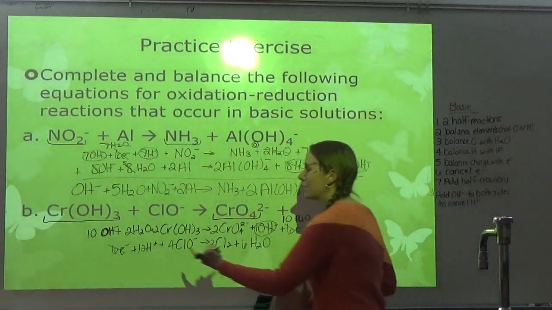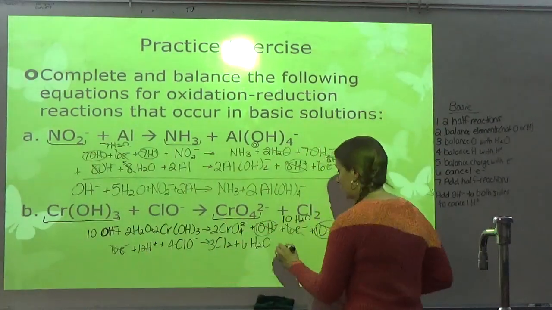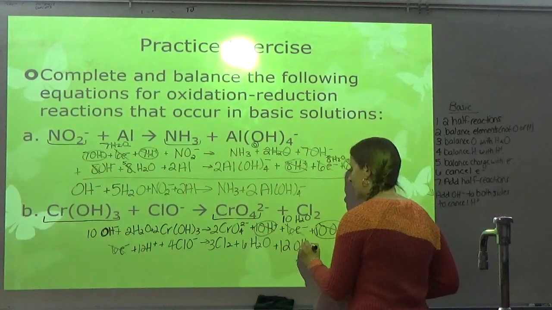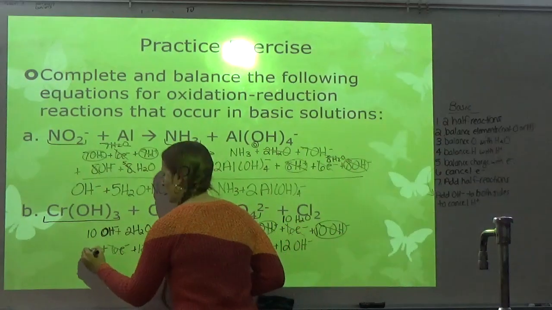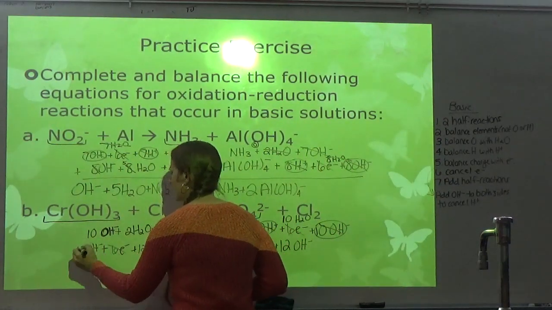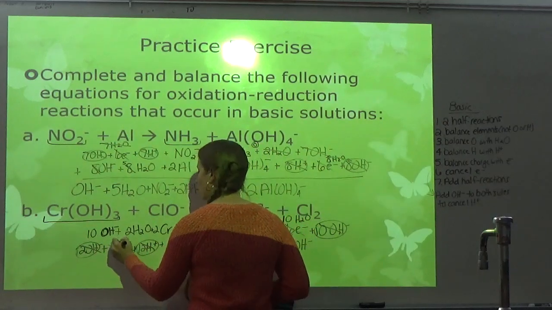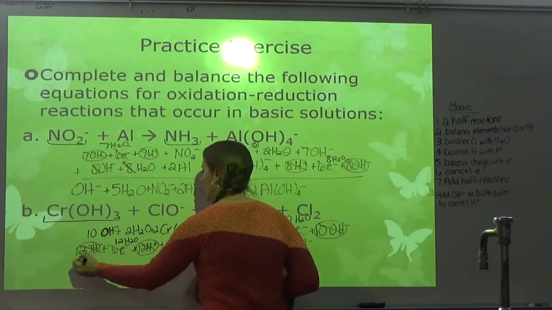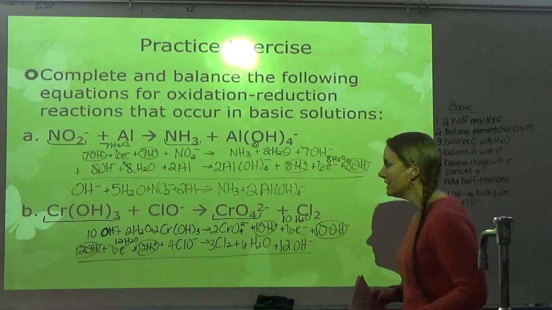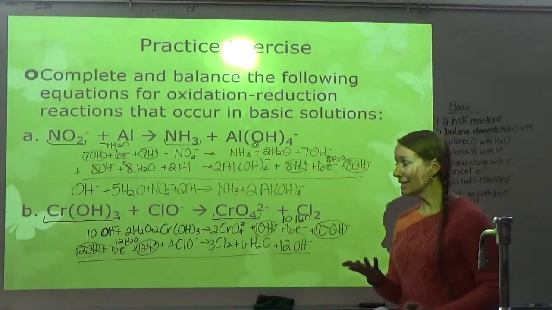All right, and so then down here I have 12 H plus. So I'm going to add 12 OH minus to this side plus 12 OH minus to this side. But of course, these are going to cancel to make 12 water. All right, so last step is I just add these together. Okay, so again, there's going to be lots of canceling.